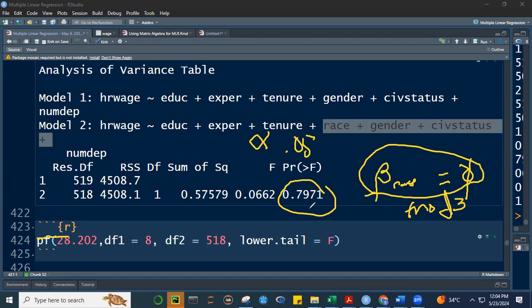Okay, 0.7971 is much greater than 0.05. Therefore, what do we do? We fail to reject. What are we failing to reject? The null hypothesis that beta race is equal to 0. Indeed, beta race is equal to 0. So if beta race is equal to 0, there's no sense in using model number 2 because model number 2 has race with it. So that means that model number 3 is the preferred model.